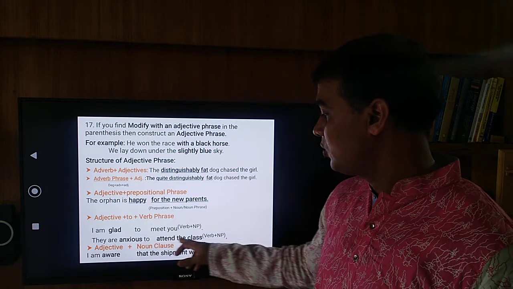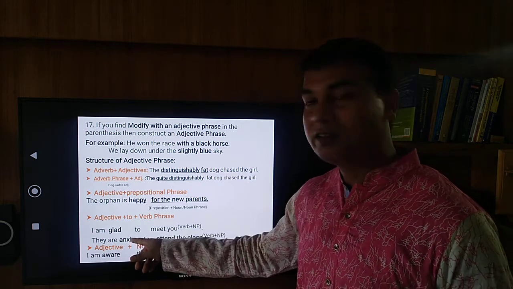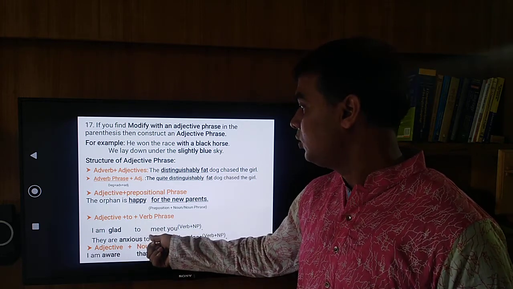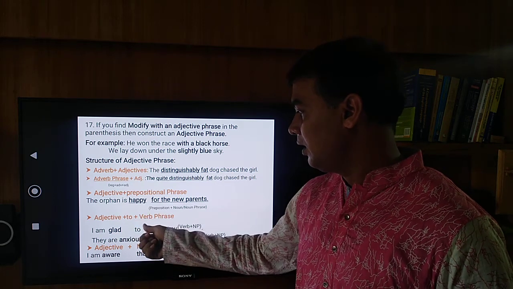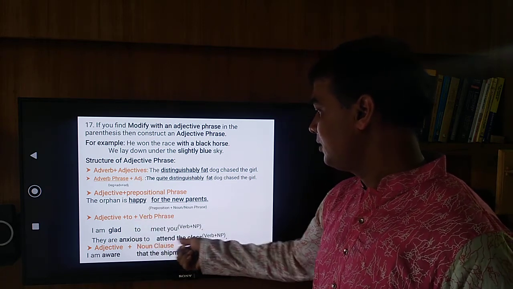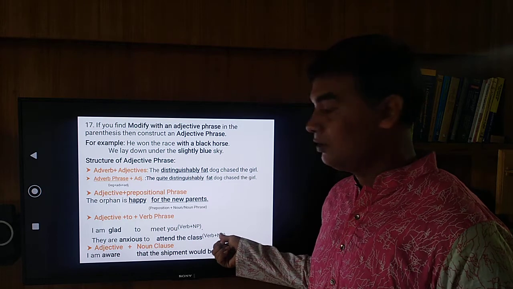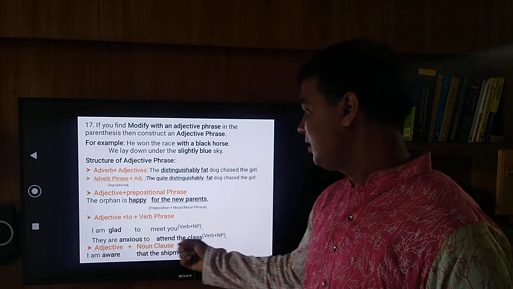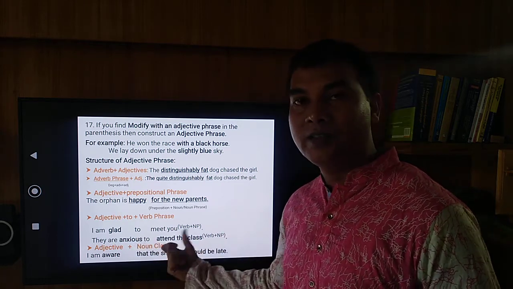They are anxious to attend the class. Here you see anxious, this is an adjective, and then to. And then attend the class, this is a verb phrase, verb plus noun phrase. Okay, so anxious to attend the class, this is an adjective phrase.